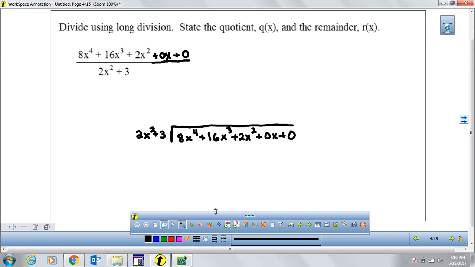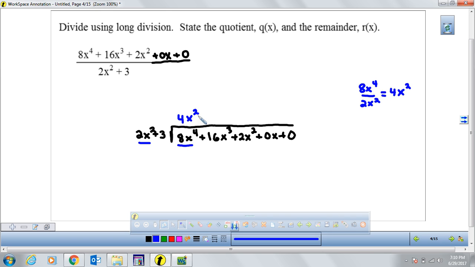Now, to perform the division using what we call long division, just like with regular division, we're gonna divide out the first terms of this polynomial. That would be 8x to the fourth. We're going to see how many times 2x squared goes into 8x to the fourth. Basically divide them out, and that gives you 4x squared. So that one is gonna be my quotient, and it goes to the top of the division.